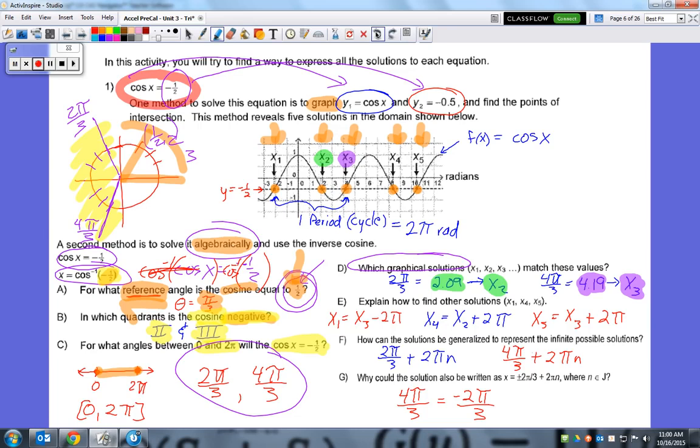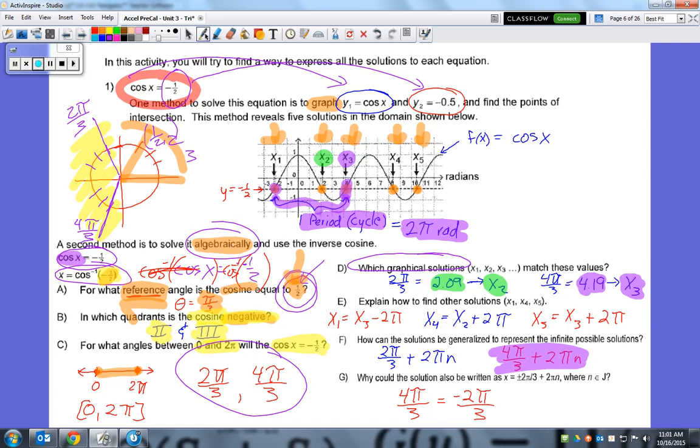Well, let's look at x sub 3. X sub 3 is going to be right here, and you see that I've drawn what one period or one cycle would be to end up hitting x sub 1 over here. We know it's 2 pi radians because that is the fundamental period for cosine. So what I'm going to do with x sub 3, which is 4 pi over 3, is end up adding this 2 pi n.